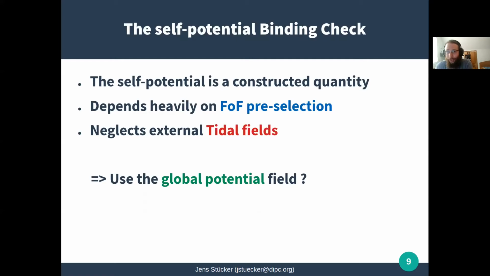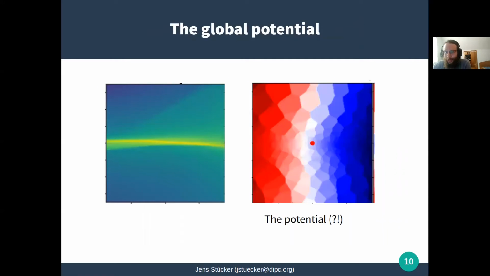And the answer is the following. If you plot the global potential, you just see nothing. This is the same structure I showed you before. On the right side, you see the global potential, and you see there's this huge gradient, but there seems to be no correspondence at all between this density field and the potential landscape.